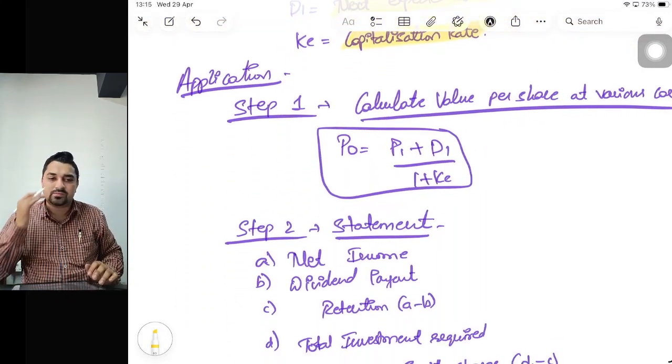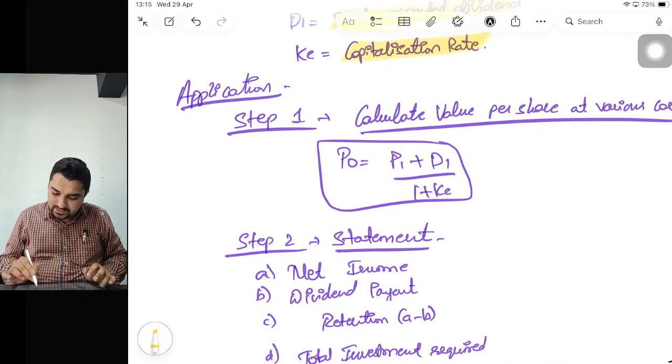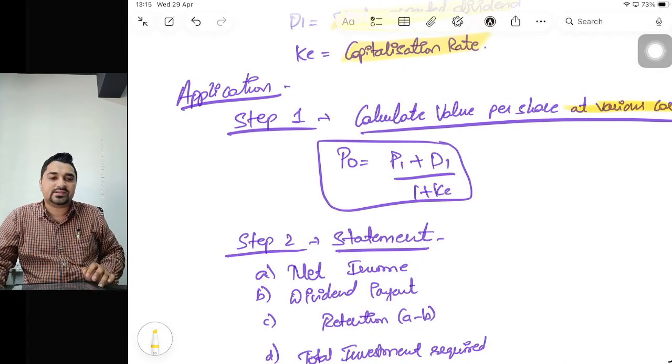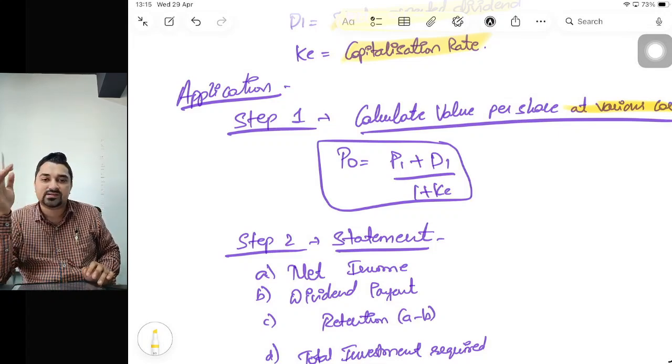Here we'll go with a stepwise approach. It is a statement format answer. We'll go step by step. What is step number 1? You need to calculate value per share at various dividend cases. In the question, either it will be 0 rupees dividend, 10% dividend, 20% dividend or 100% dividend. Various cases will be given.